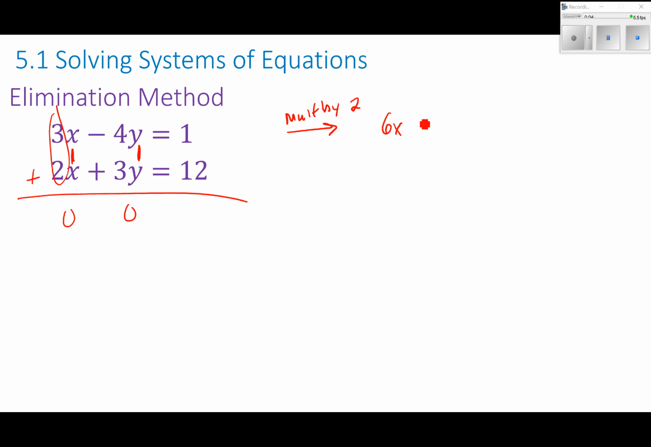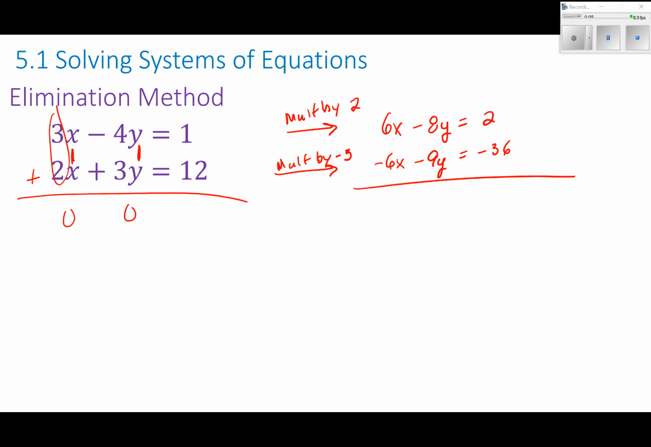So now this becomes 6x minus 8y equals 2. Do not forget the piece that doesn't have a coefficient with it. You have to multiply that by 2. The bottom one now, I'm trying to get that negative 6x, so I'm going to multiply by negative 3. So this becomes now a negative 6x minus 9y is going to be equal to a negative 36.